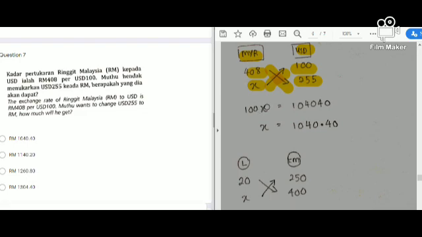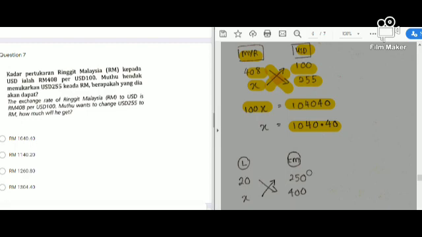X multiplied with 100, you will get 100X. 408 multiplied with 255, you will get 104040. Okay, so now how to find X? You do a division. 104040 divided by 100, so you will get 1040 ringgit and 40 cents. So this is the Ringgit Malaysia. When converted to USD, will get 255 USD.